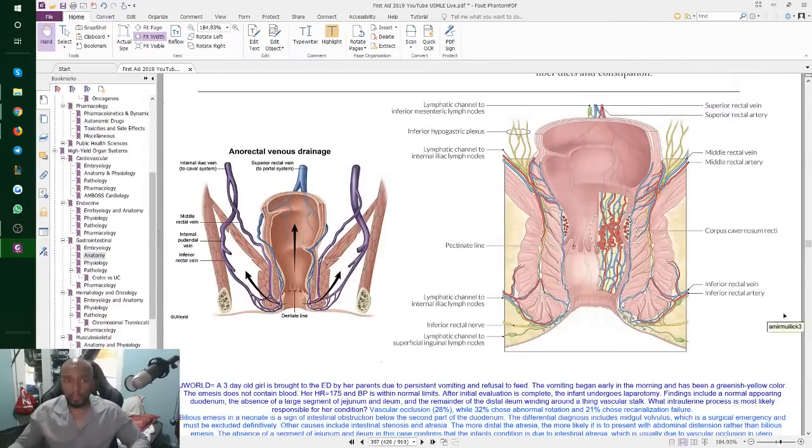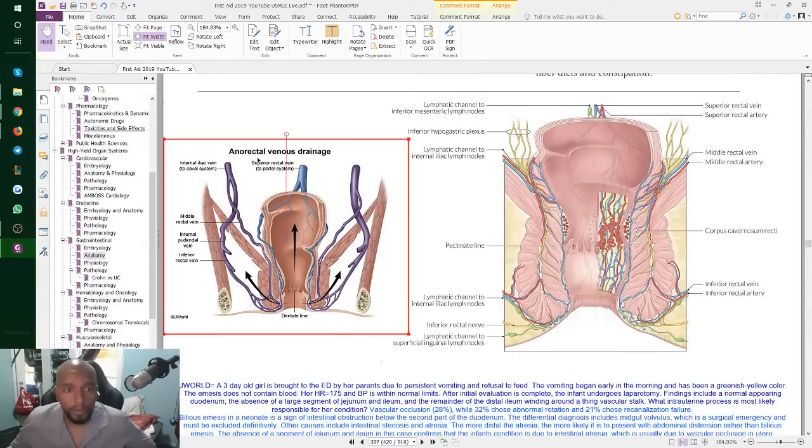So down here now, this image on the left is showing your anorectal venous drainage, which we just saw. You can see this blue area right here is the superior rectal vein going to the portal system. That's the superior stuff. Then here, you have your internal iliac vein, which is part of your systemic blood supply. It's draining from the inferior rectal vein as well as your middle rectal vein, all coming into your internal iliac.